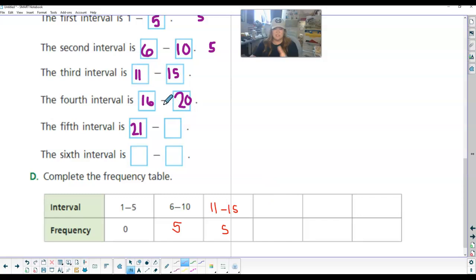Okay, so you're going to finish these, right? These intervals match the ones we already made, and then you count how many numbers were in that section. So there's your frequency table, right?